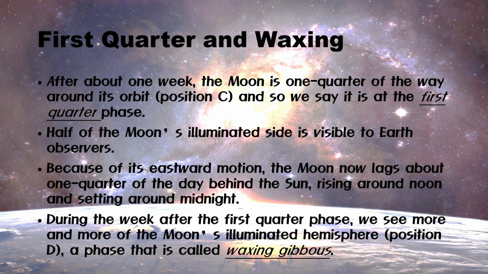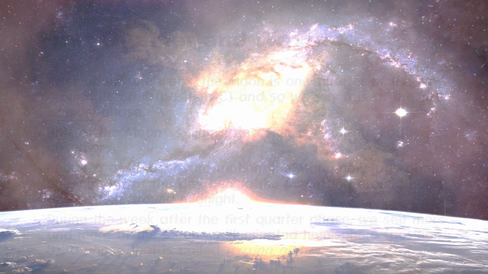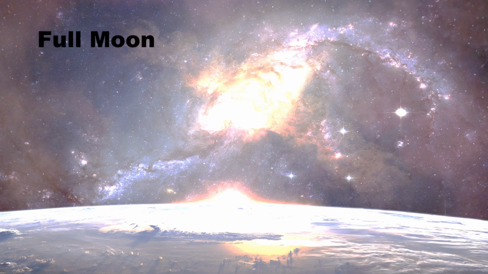During the week after the first quarter phase, we again see more of the moon's illuminated hemisphere, which, going back to the original diagram, would be position D. This phase is now called the waxing gibbous. From there, we have the full moon. And this is probably something you are familiar with the terminology of.